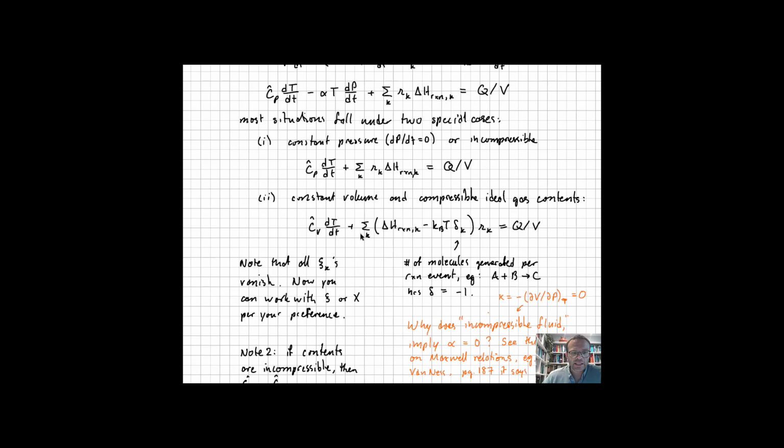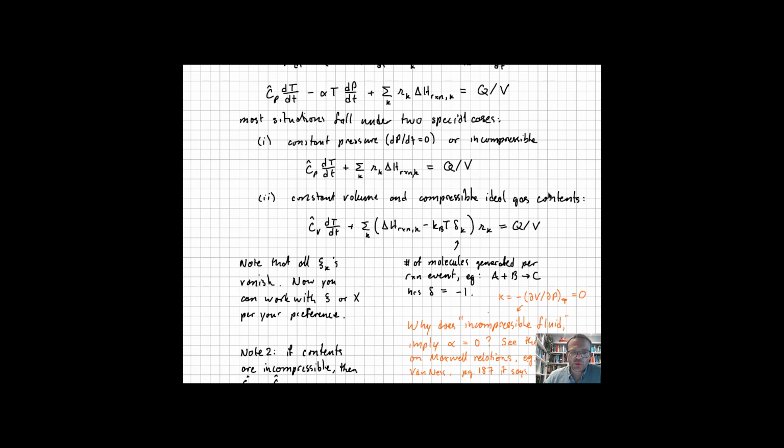times dT dt, sum over all the reactions happening. There's a heat of reaction. There's a PV correction in here that accounts for the RT factor multiplied by the number of molecules generated per reaction event. This is the same delta that we've used since we were back doing the stoichiometry stuff. So for example, if you have A plus B going to 2 molecules going to 1, you end up with a delta of -1. And then all of that gets multiplied by the kth reaction rate. And then that's equal to Q over V.